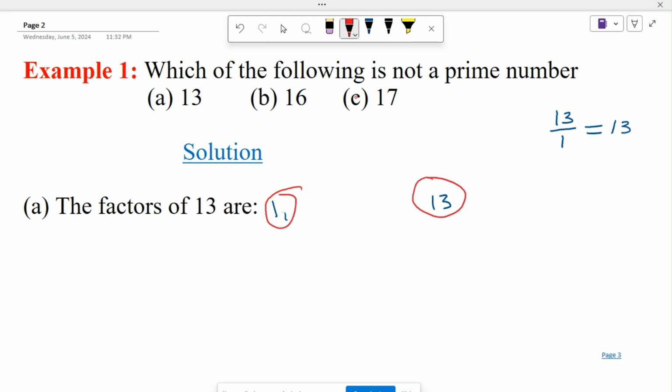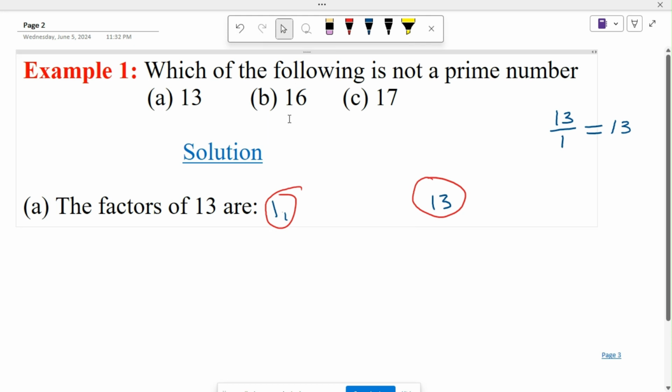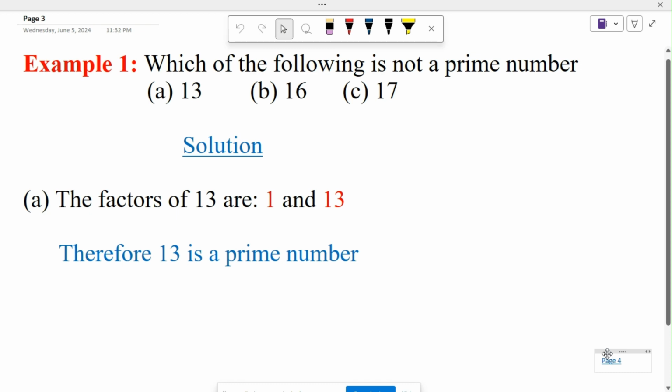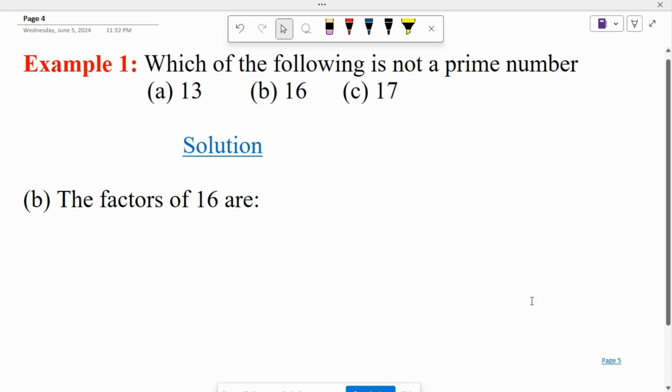So therefore, we will refer to 13 as a prime number since it has only two factors. That's why we have 1 and 13 as the factors, then we refer to 13 as a prime number. So let's go to the next one now.